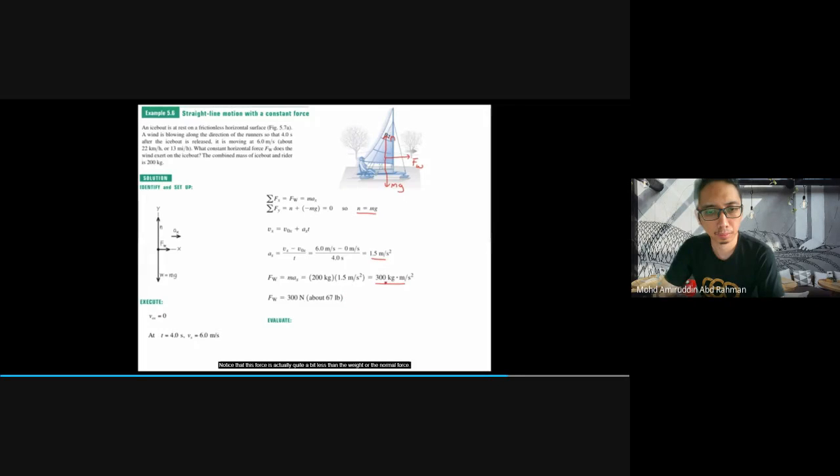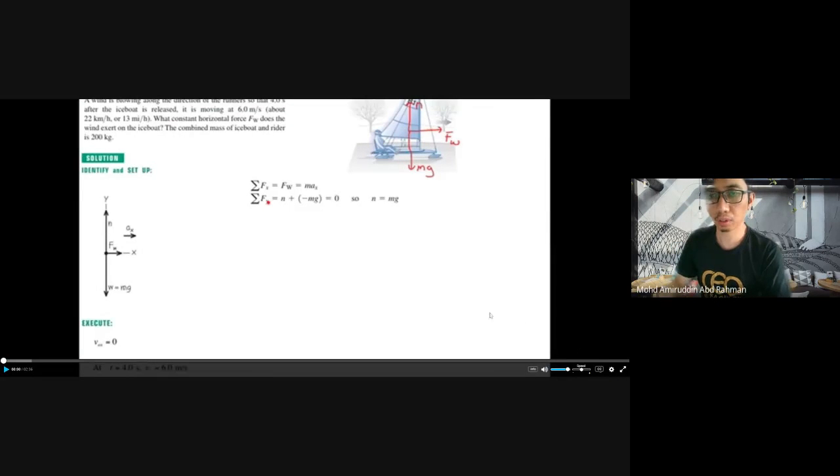Notice that this force is actually quite a bit less than the weight, or the normal force. The weight, in this case, which is mg, is 1960 newtons. The reason, of course, it's so much less is that the acceleration is actually very small. If this acceleration were 9.8 meters per second squared, then the force of the wind would actually be equal to the weight of the boat. And this ends example 5.6.